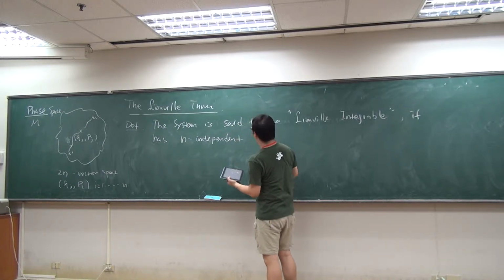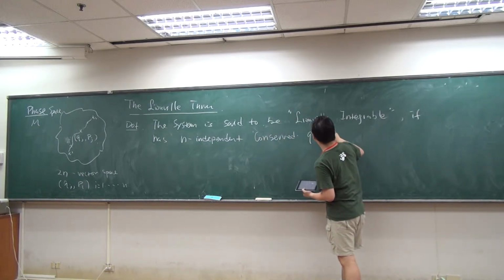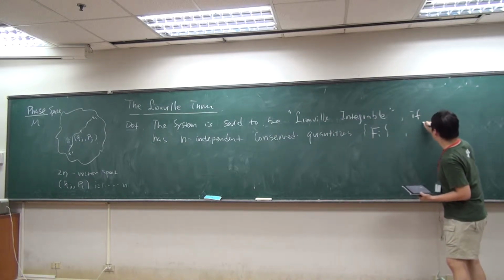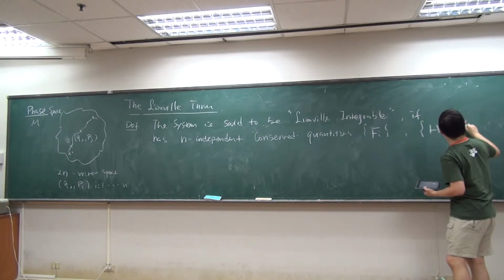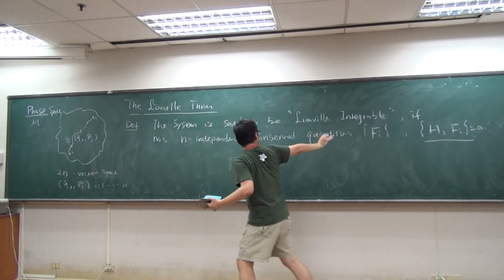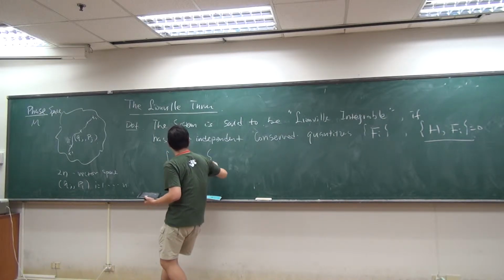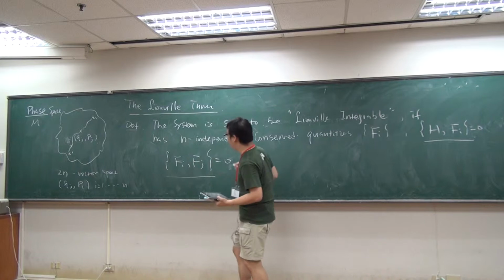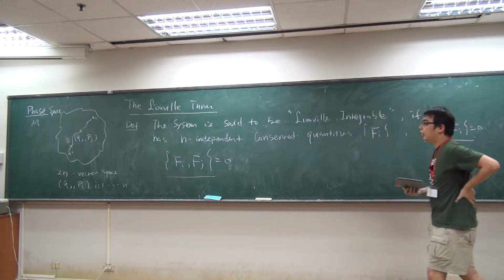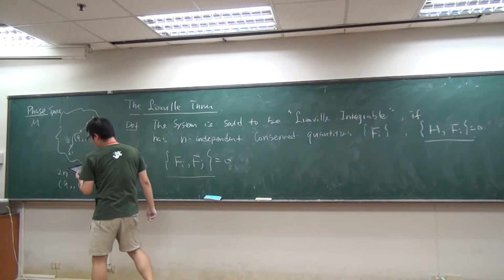It has n independent conserved quantities F_i, and such that they are not only independent, but also they Poisson commute with each other. So if you calculate the Poisson bracket between any two given conserved quantities, the Poisson bracket vanishes. Okay?